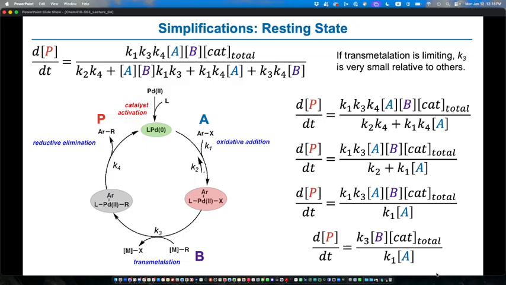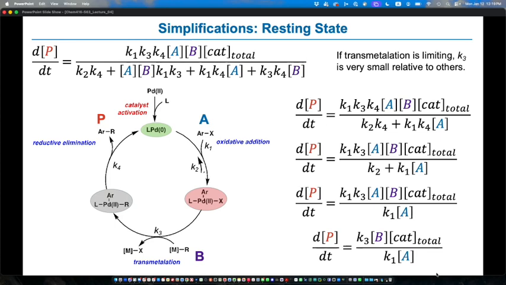Okay, that's more simple. To go from here to here, you're just saying, look, I have a common term of K4 in my denominator. If I factor that out, it disappears from the top and the bottom. So K4 no longer matters. What we're saying there is the reductive elimination is not really driving this reaction. The rate doesn't respond to this step because the slow step is right here at K3. So K4 drops out. Cool. Now we're down to here.